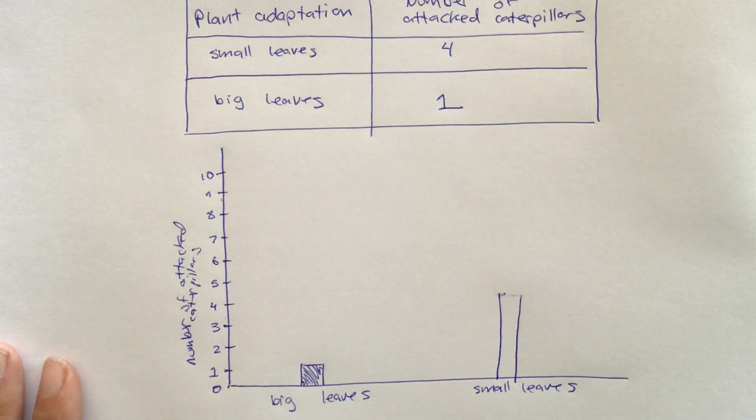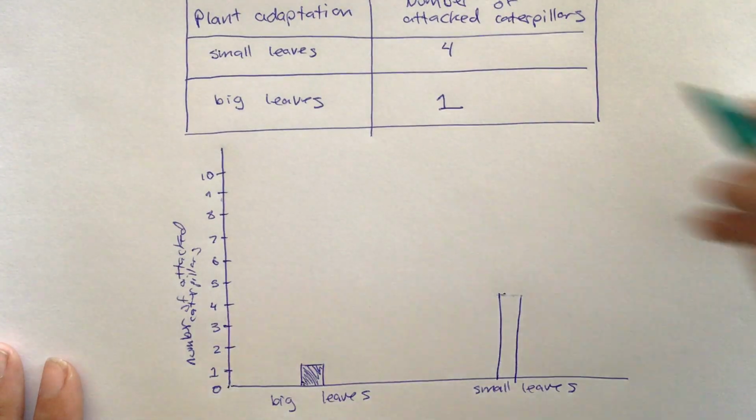Last but not least, I want to give my graph a title so someone reading it knows what I'm trying to show them. I'll call this number of caterpillars attacked on plants with big leaves compared to small leaves, and I'll write that at the top.